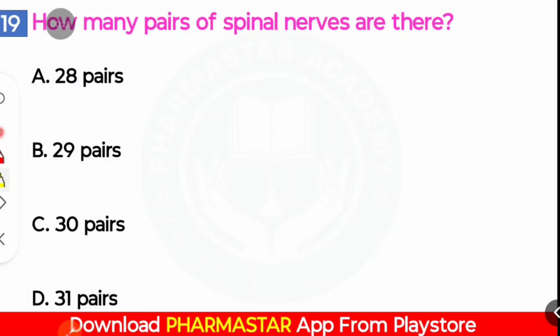These are classified into 5 regions: 8 cervical pairs, 12 thoracic pairs, 5 lumbar pairs, 5 sacral pairs, and 1 coccygeal pair. The correct answer is option D.